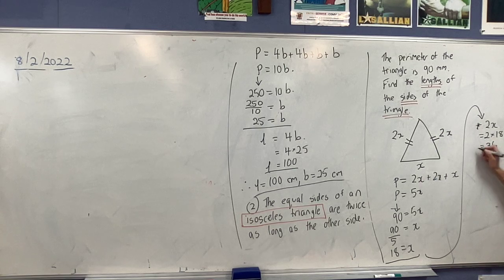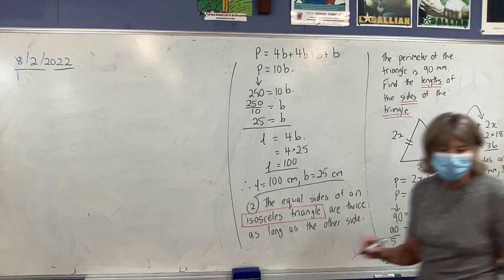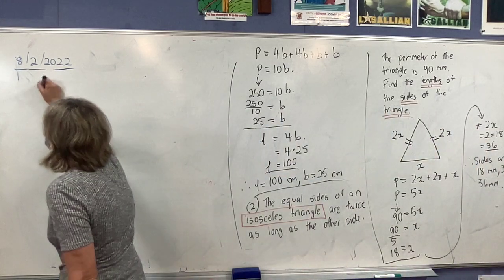And then you want to finish everything off. Okay, so therefore the sides are 18 millimetres, 36 millimetres, 36 millimetres. Make sure you finish it correctly. Any questions? Okay, number 3.